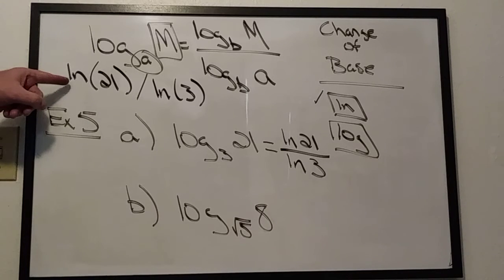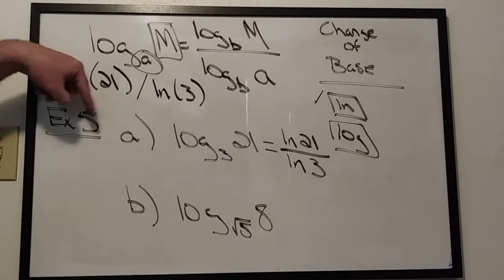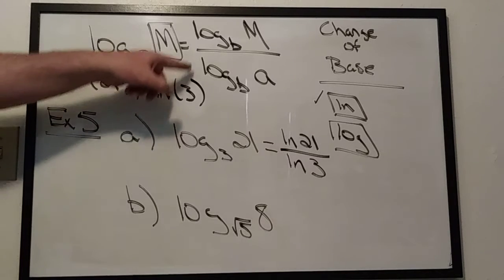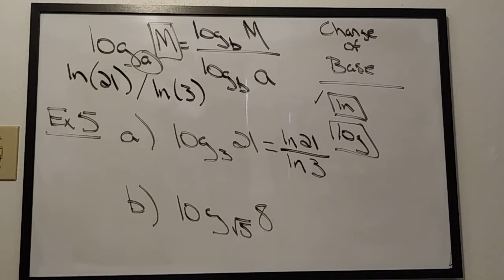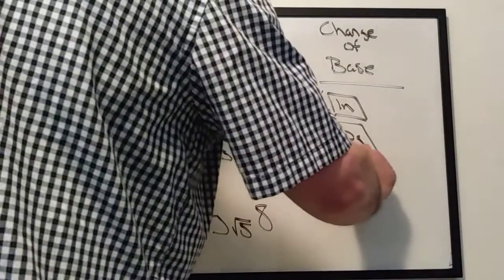So go ahead and try this. Go ahead and type in natural log of 21, close parenthesis, divided by natural log of 3, close parenthesis, and see what you get as a decimal approximation. So what you should find is that this is approximately 2.771.